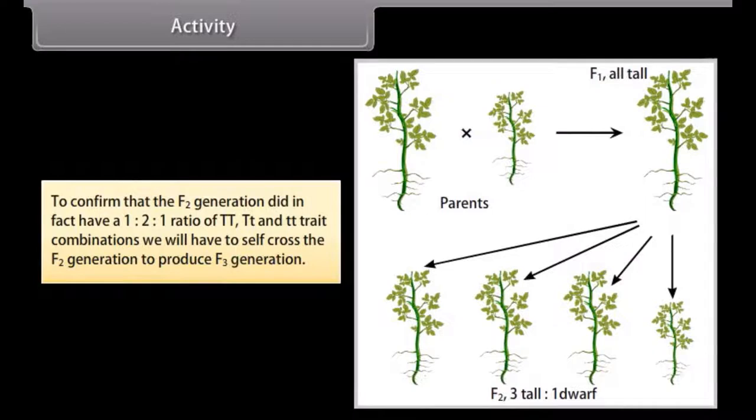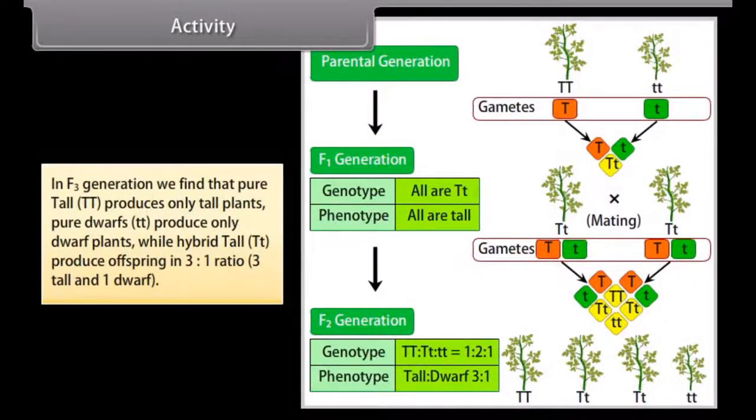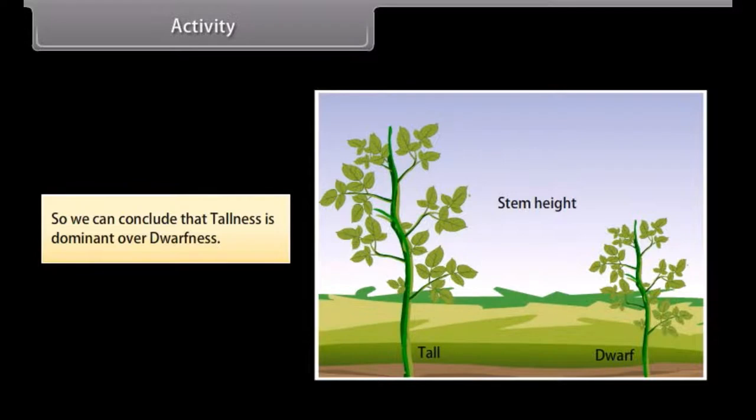Activity. To confirm that the F2 generation did in fact have a 1:2:1 ratio of TT, Tt and tt trait combinations, we will have to self-cross the F2 generation to produce the F3 generation. In the F3 generation, we find that pure tall, TT, produces only tall plants, pure dwarfs, tt, produce only dwarf plants, while hybrid tall, Tt, produce offspring in a 3:1 ratio, 3 tall and 1 dwarf. So we can conclude that tallness is dominant over dwarfness.